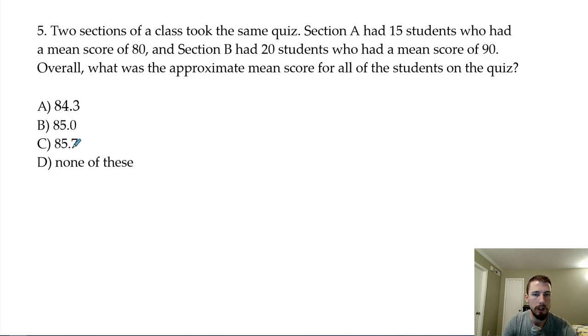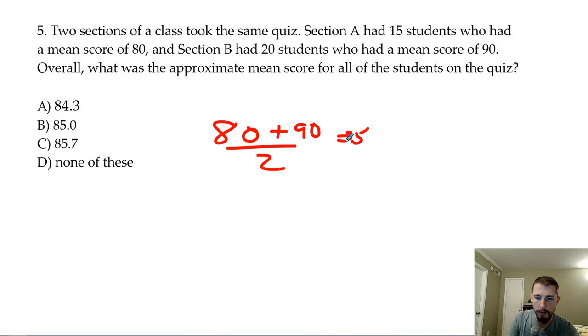Two sections of a class look at the same quiz. Section A had 15 students who had a mean of 80, and Section B had 20 students who had a mean of 90. All right, so we have Section A, which had an average of an 80, and then Section B, which had an average of 90. So if I added these together and then divide it by 2, clearly that's going to be 85, right? So this would be a simple mean, but the problem is one of the sections had 20 students, the other one had 15 students. So we can't just calculate the simple mean, it has to be a weighted mean.